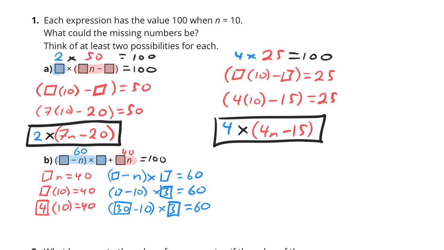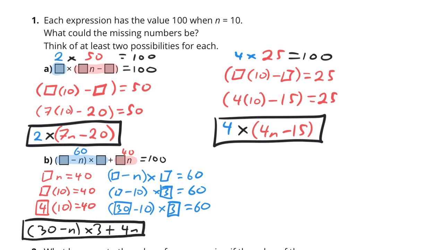So there we go. Now we just put everything together, where this is my first box, second box, third box. Let's put it all together. So we've got 30 minus n times 3 plus 4n equals, and we don't have to do the equals, we're just making an expression that should have a value of 100, and we should double check to see that it does. Let's see, 30 take away 10 is going to give me 20. 20 times 3 is 60, plus 40, that gives me 100, and we do have a value of 100.